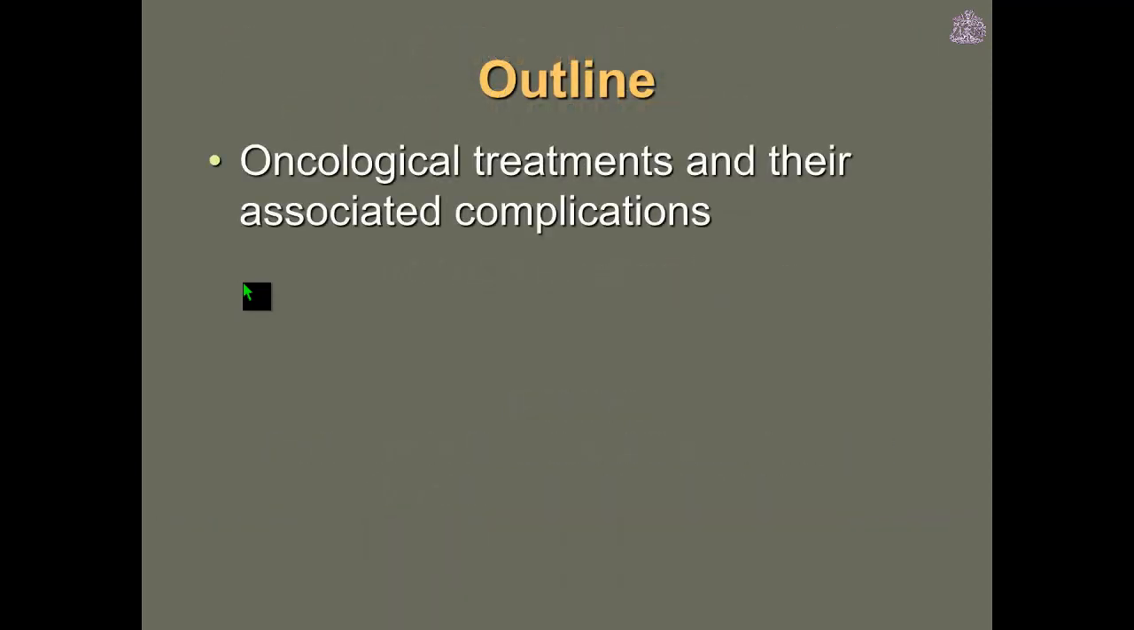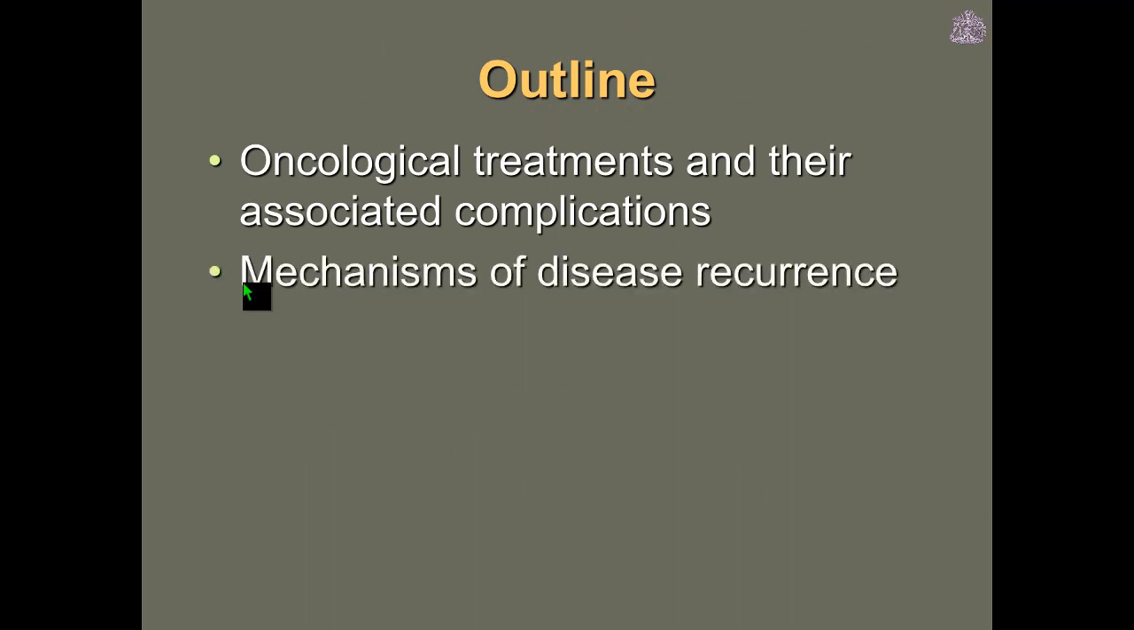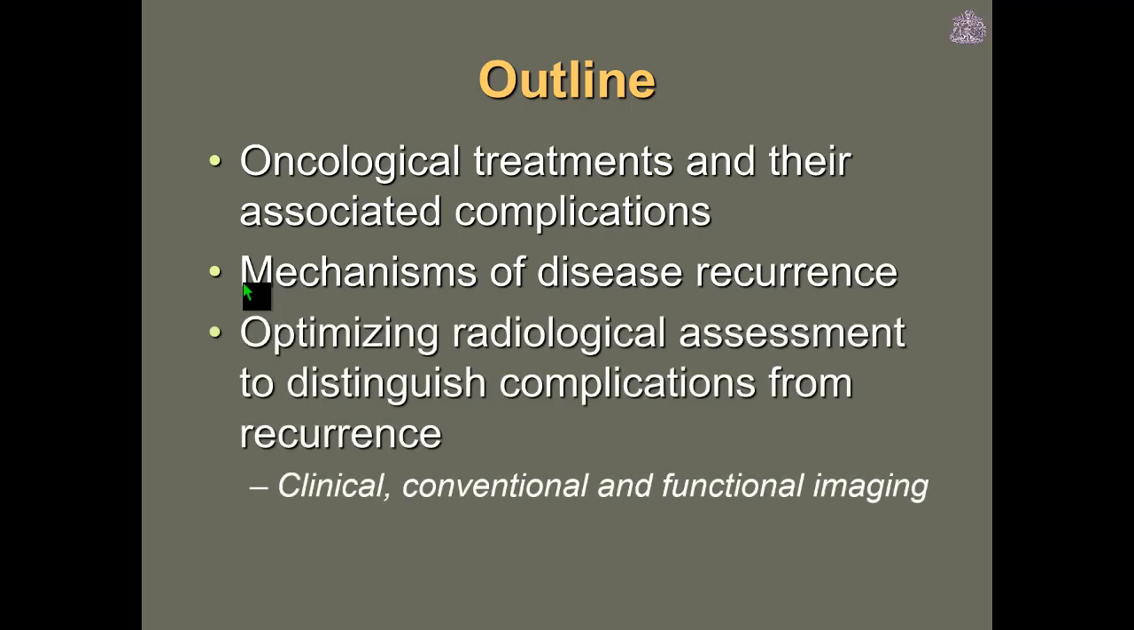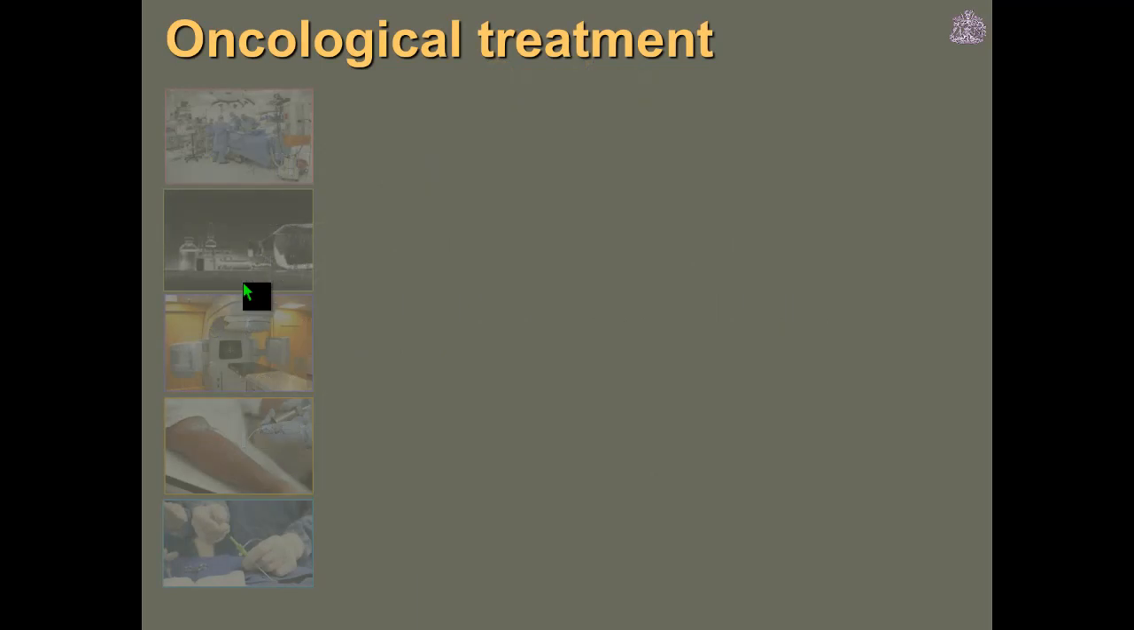So first and foremost, I'd like to talk about the different treatment options and the associated complications. I want to talk a little bit about mechanisms of disease recurrence, and then try to take you through an approach where you can make use, in a practical way, of distinguishing between complications and disease recurrence, looking at the role of clinical information, conventional, and also more advanced imaging techniques.